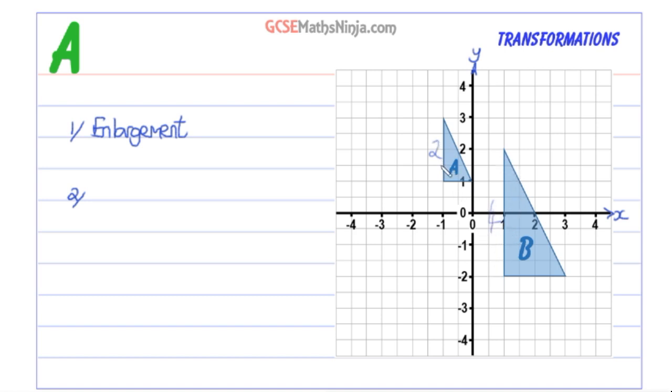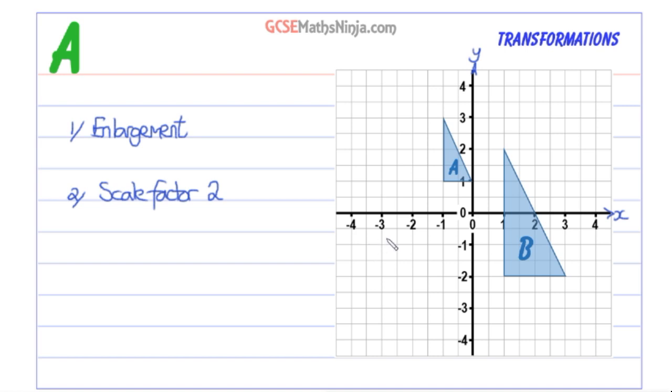Now what multiplier do we need to apply to 2 to get to 4? And the answer is, of course, times by 2. So we have a scale factor of 2 because we're multiplying by 2. Okay. The last piece of information that we need is something called a center of enlargement.